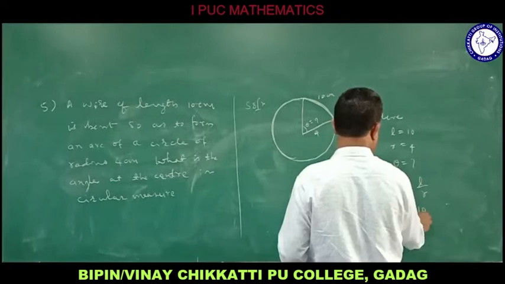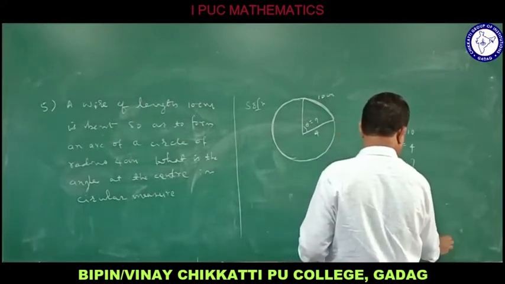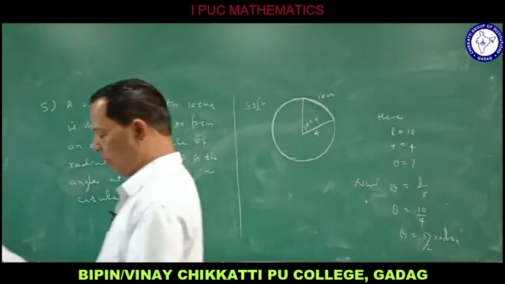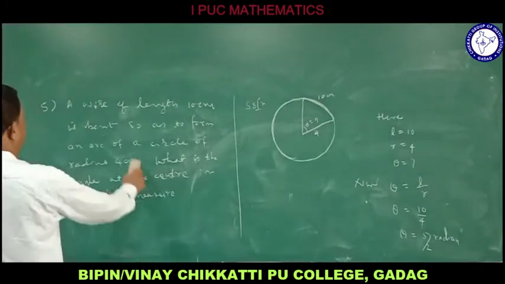So theta, L means 10 by 4, that is 5 by 2 radian you can say. And this is the way how we can find the answer. One more tricky question is there, similar to this one that I am explaining here.